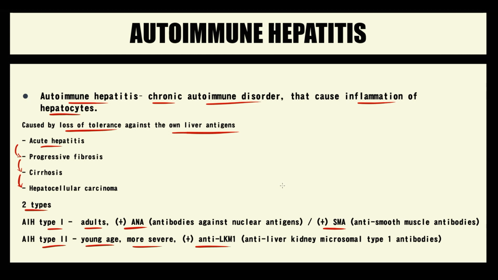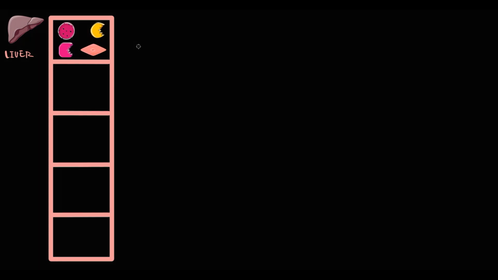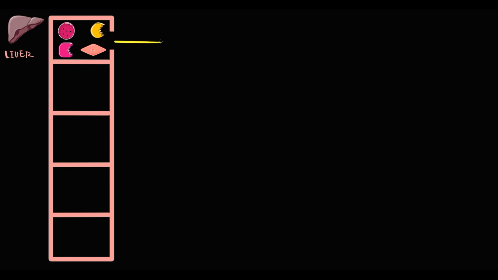So let's explain the pathogenesis of autoimmune hepatitis. We have liver tissue. Liver tissue is composed of hepatocytes. Inside the hepatocytes, we have various organelles with intracellular enzymes. Hepatocytes are not immortal cells, so with time, old hepatocytes die by apoptosis, and immediately they are replaced by new hepatocytes. With apoptosis, hepatocytes release intracellular content into their extracellular environment.